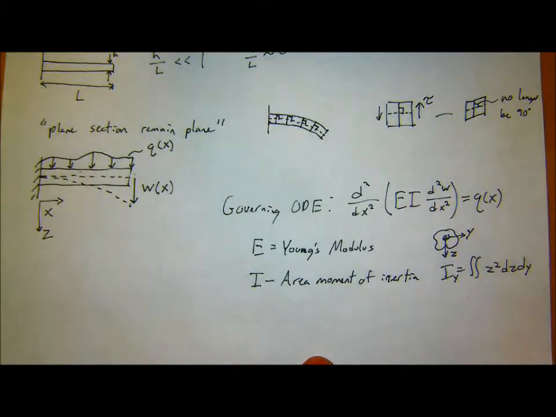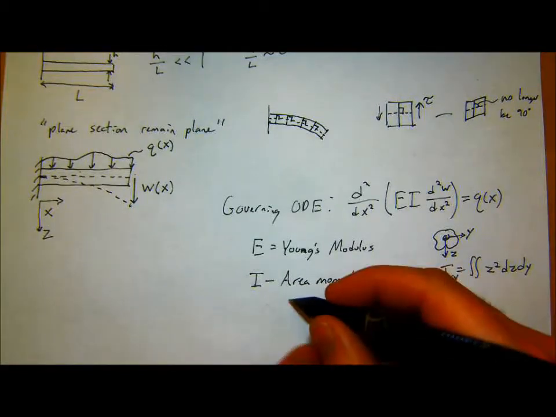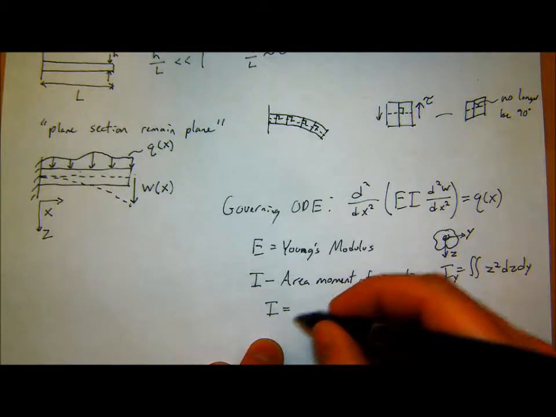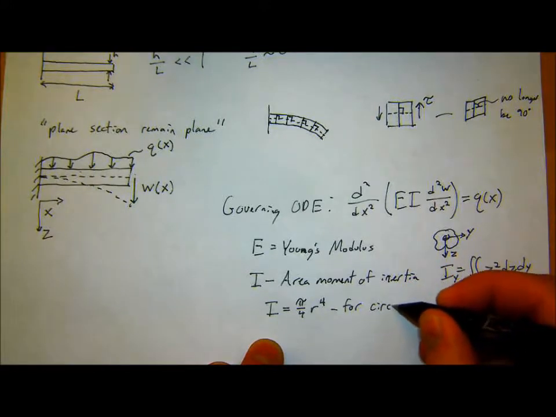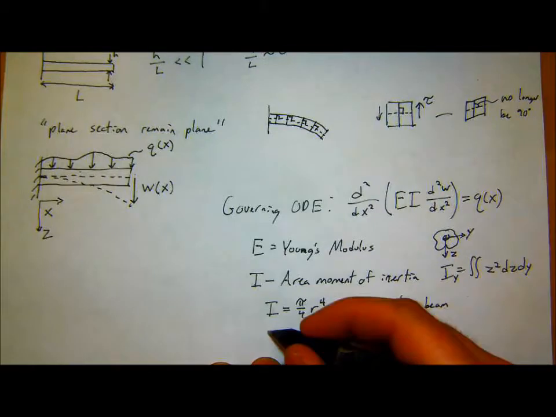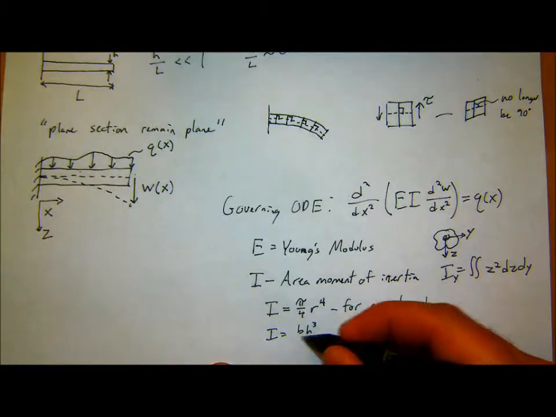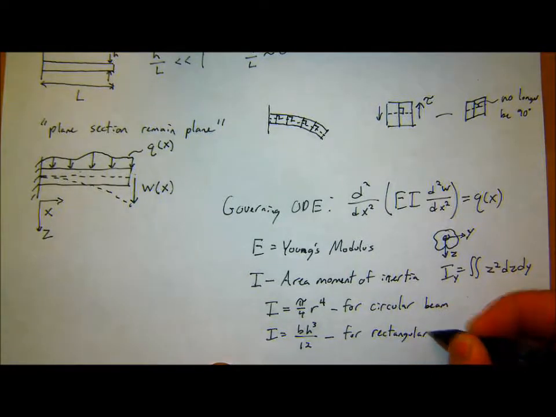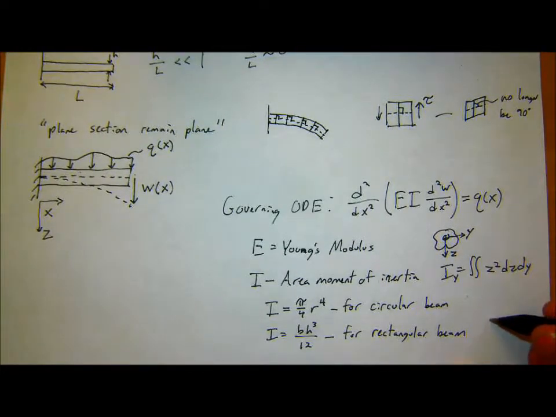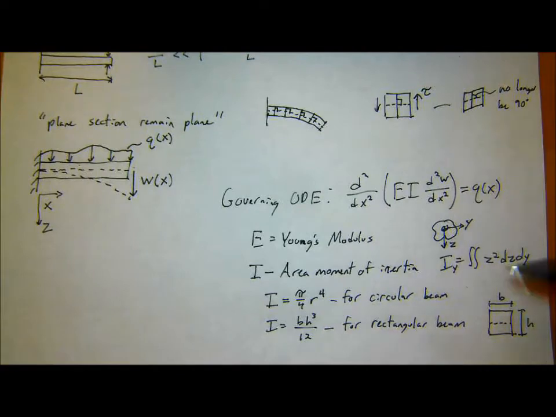This is the general formulation. There's only a couple that you need to know. So I for a circular beam is pi over 4 r to the fourth. I is b h cubed over 12 for a rectangular beam, where this is a beam of width b by height h. And so basically this I is a metric for how difficult it is to bend the beam around this axis, around the neutral plane.